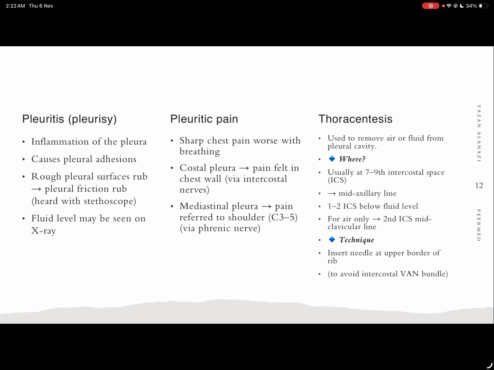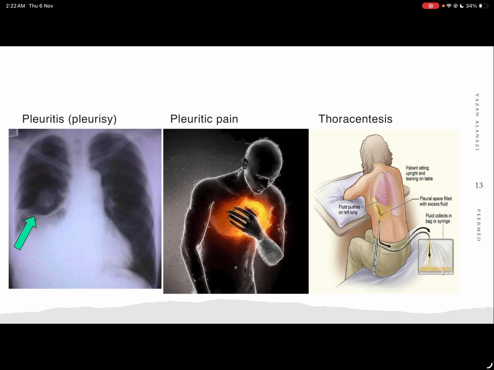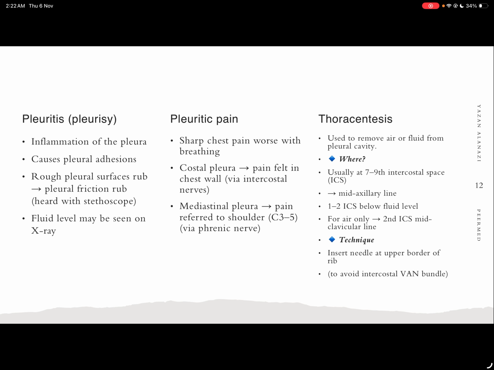Okay, so we have three types of diseases. We have their pictures here. The first type is pleuritis. It's an inflammation of the pleura that causes pleural adhesion. The rough pleural surface rubs, and that makes something called a friction rub, where you hear a rustling sound when you breathe. It's heard with a stethoscope. If you put a stethoscope on the chest, you can literally hear something rubbing, okay? A fluid level can be seen on an X-ray, just like here.